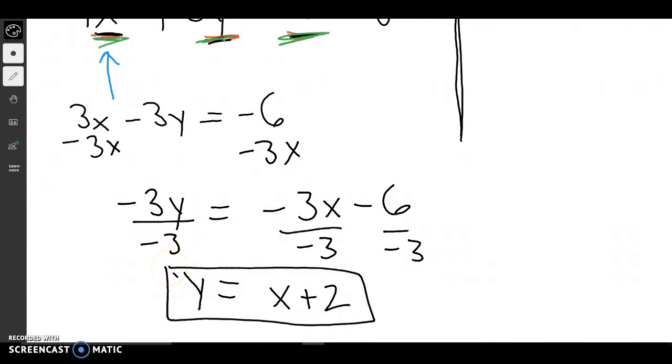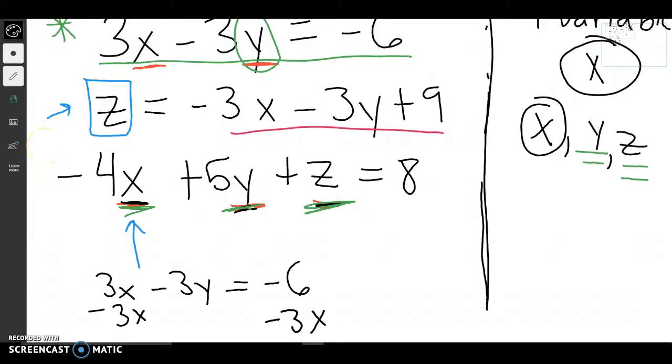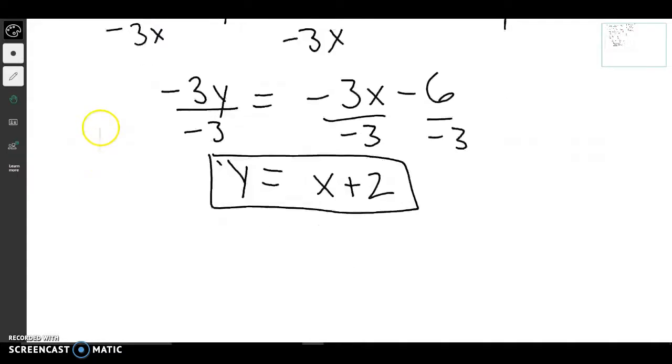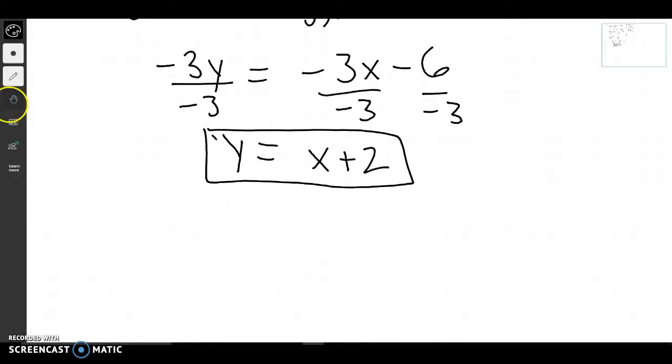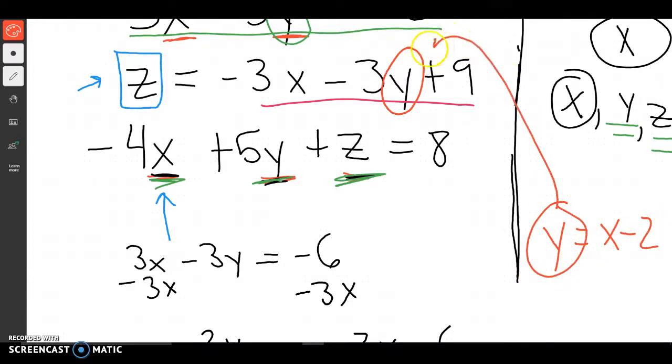Okay, so now I have an equation that is solved for y, an equation that is solved for z, and a 3 equation. So that equation that's solved for z, it has a variable other than x. It has a y variable. But I just found that y is equal to x plus 2. So I can take that y and plug it in, and now I won't have a y variable anymore. So let's go do that.